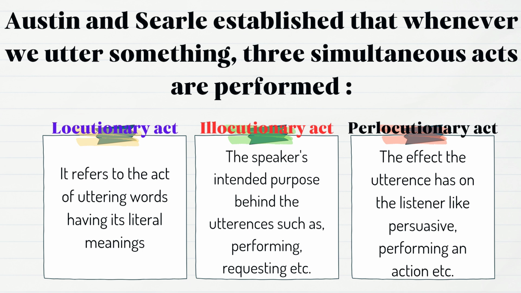Illocutionary act is the speaker's intended purpose behind the utterance, such as performing or requesting something. So, when we utter words and sentences, there is always an intended meaning or intention behind the utterance. This intention is called illocutionary act. And remember that it is speaker specific. For example, if I'm uttering something, I will have an illocutionary act in my mind.